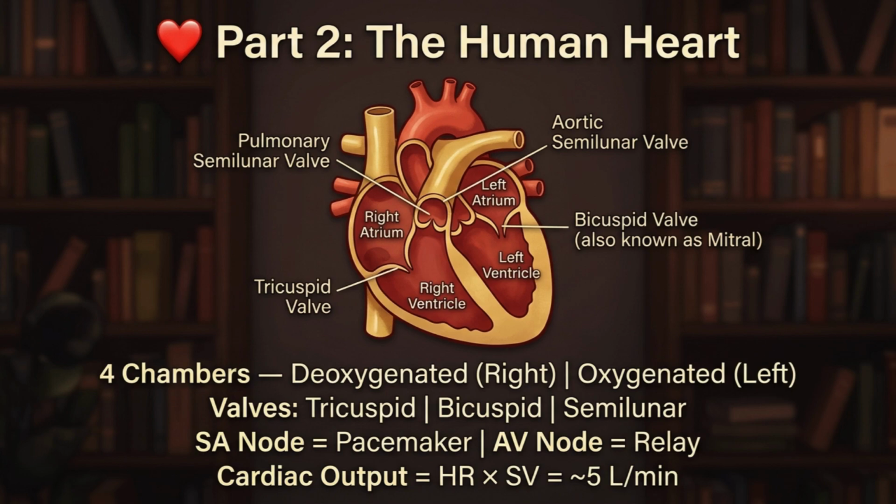Now, the heartbeat is initiated by the SA node, located in the right atrium wall, which is why it's called the natural pacemaker. The signal then travels to the AV node, through the bundle of His, and finally, the Purkinje fibers activate the ventricles. Cardiac output, at rest, is approximately 5 liters per minute. During exercise, this can shoot up to 20 to 25 liters. That's the heart working at full capacity.